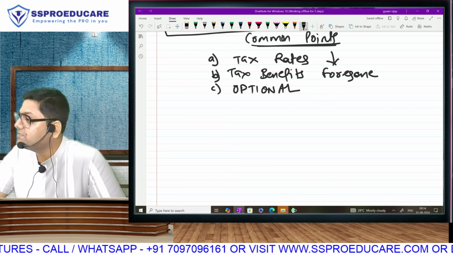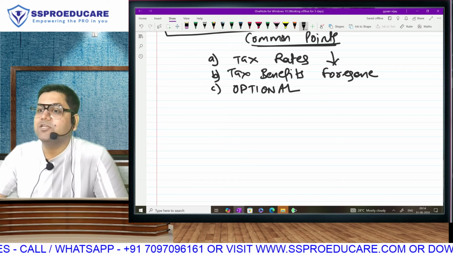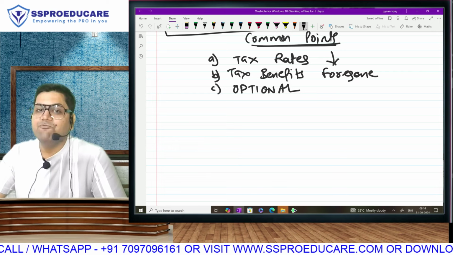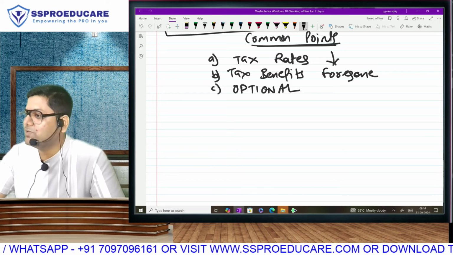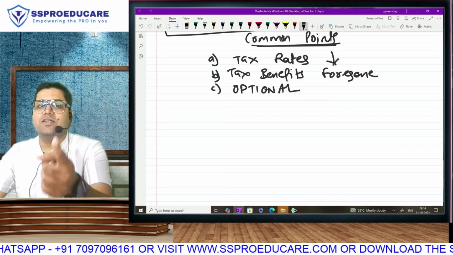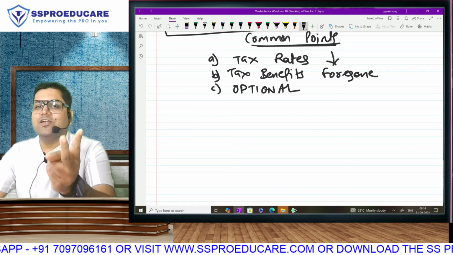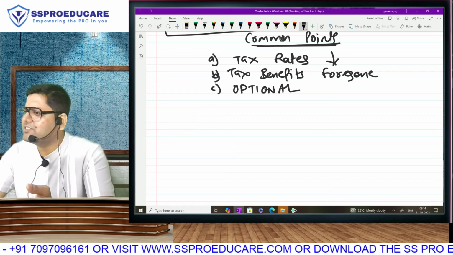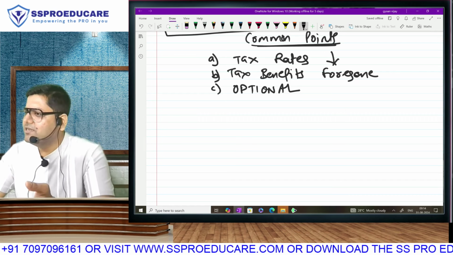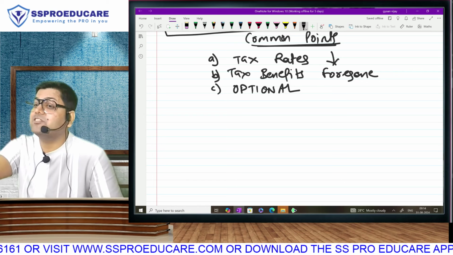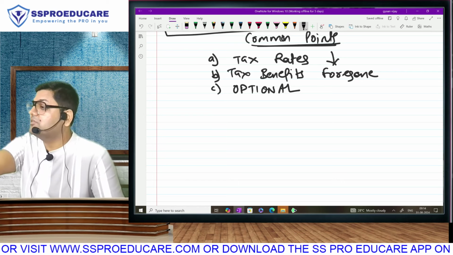If she removes this word optional and makes it compulsory, because if this was compulsory, we wouldn't have studied old regime last 2 lectures. We don't have to study a chapter called special economic zone. We don't have to study scientific research. We don't have to study chapter 6A. 30% of your syllabus is gone. The day new regime is compulsory, believe me, 30% of your syllabus is gone.